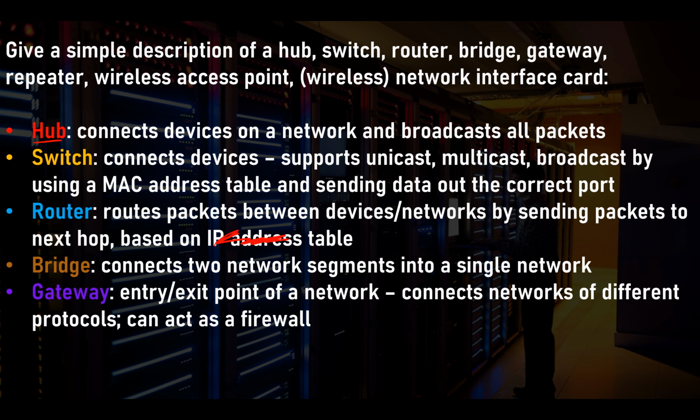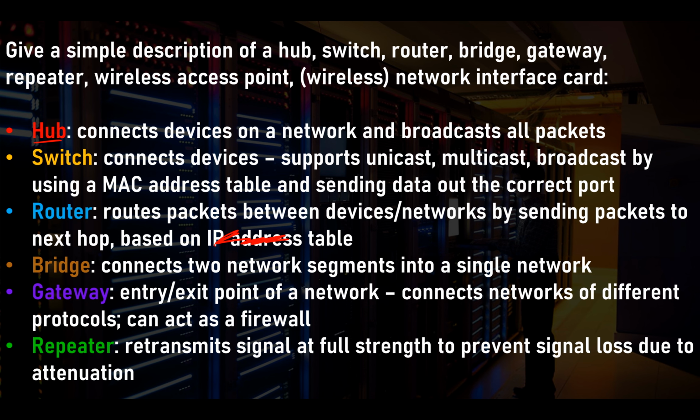Then a gateway, that's going to be an entry and exit point of a network, so it's going to connect networks of different protocols, and it can also act as a firewall, so block or accept incoming and outgoing traffic. Then there's a repeater, so that's going to retransmit signals at full strength to prevent signal loss due to attenuation. And hopefully people remember that.